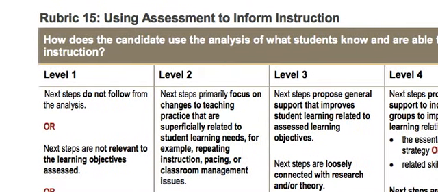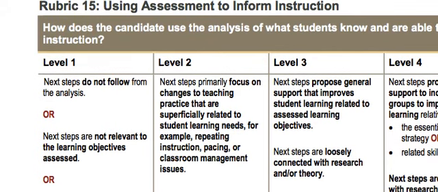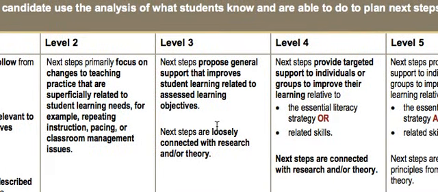if we look at a level 3, next steps, propose general support that improves student learning related to assessed learning objectives. Next steps are loosely connected with research or theory. All right, so basically you did what they asked you, but you didn't do it that well. That's a 3. A 4, you have targeted supports to individuals or groups to improve their learning relative to the essential strategy or the related skills. And then you have the connections to research and theory.